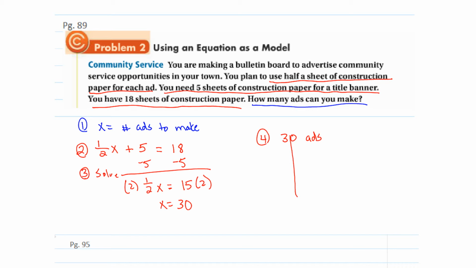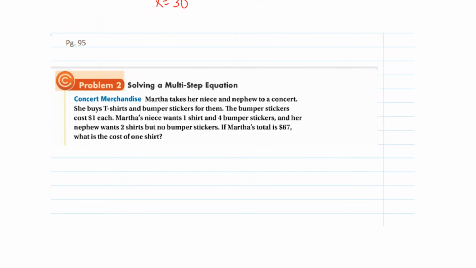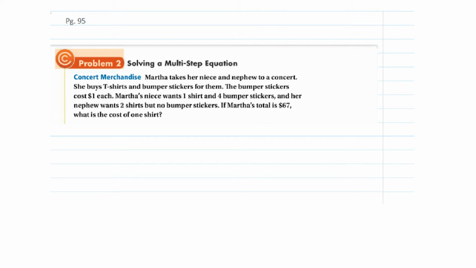Now let's look at our last problem here. It says Martha takes her niece and nephew to a concert. She buys t-shirts and bumper stickers for them. The bumper stickers cost $1. Martha's niece wants 1 shirt and 4 bumper stickers. And her nephew wants 2 shirts but no bumper stickers. The total is $67. So what is the cost of 1 shirt?